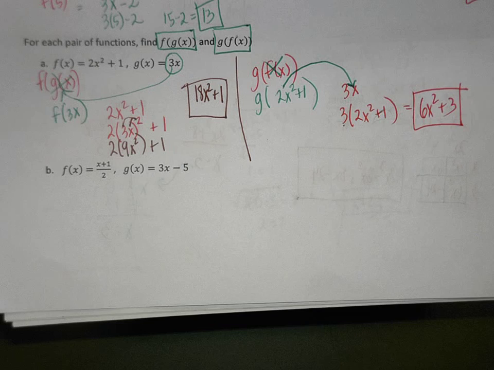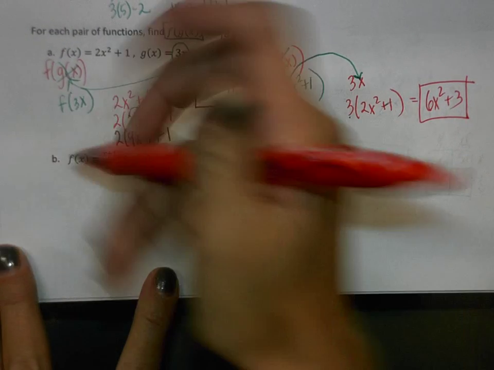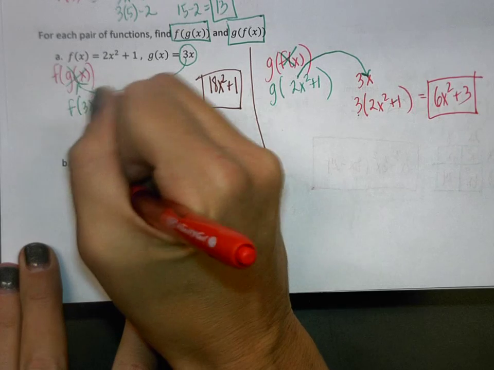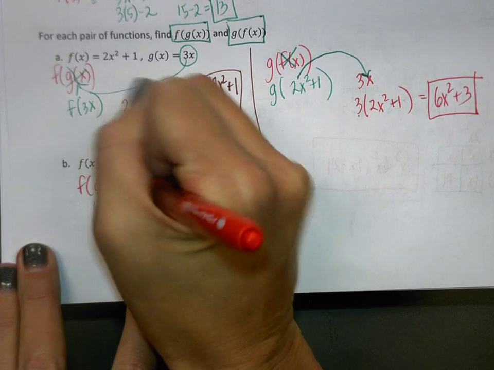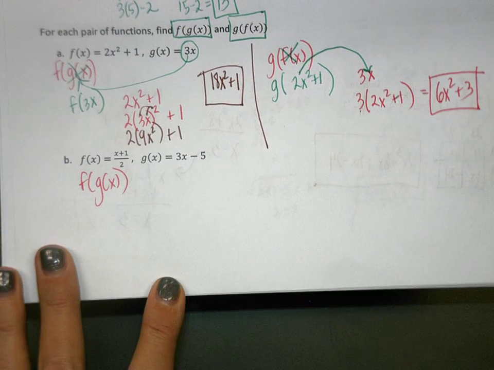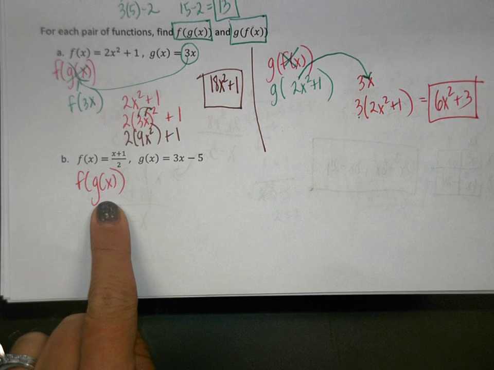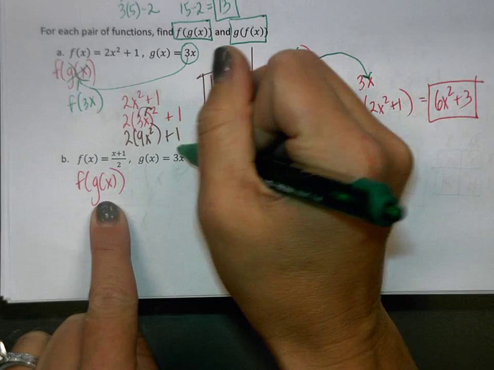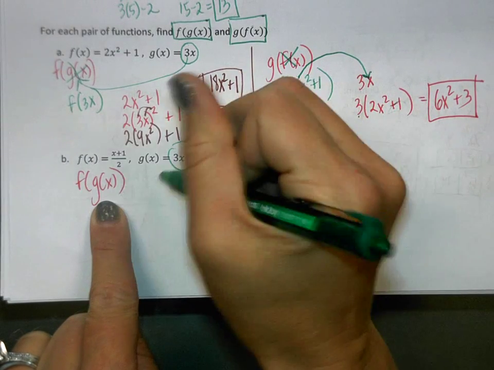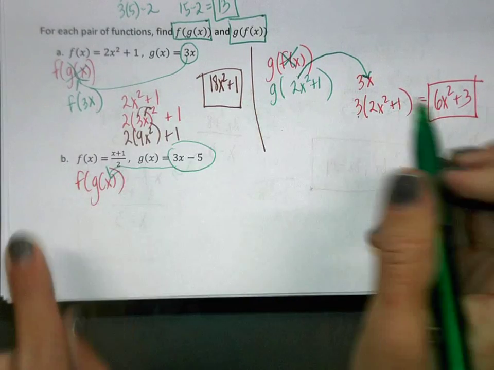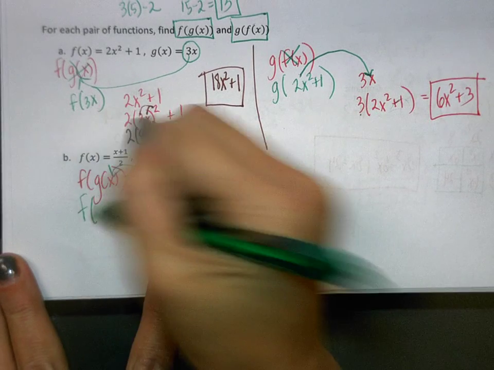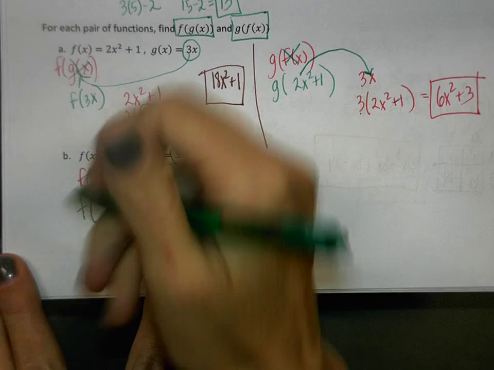Okay. All right. So next one, let's start with our f of g of x again on B. So the first thing we're going to do is just replace g of x. This g of x, we're going to substitute in our 3x minus 5 for g of x. And so that means I have f of what? 3x minus 5. Very good.